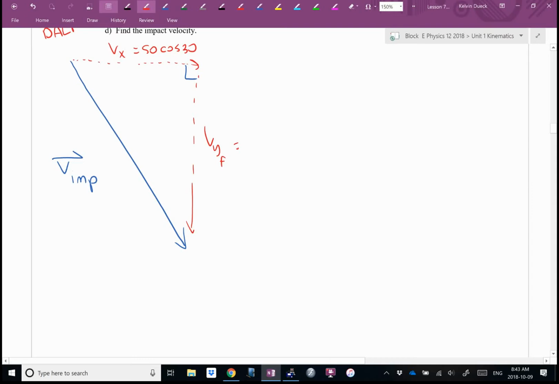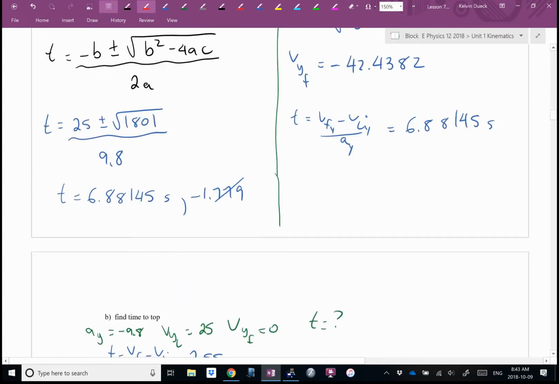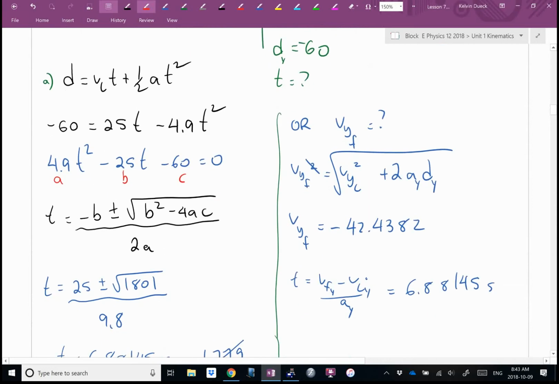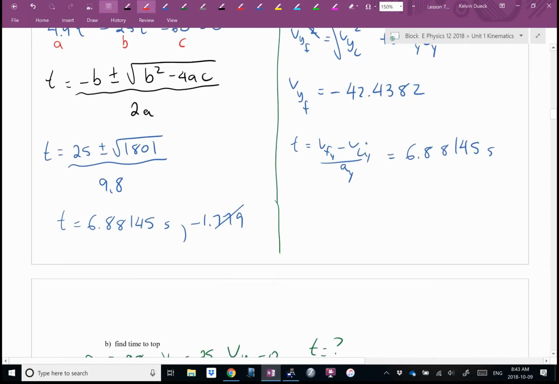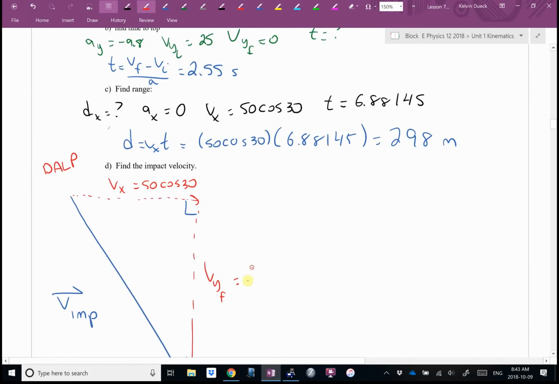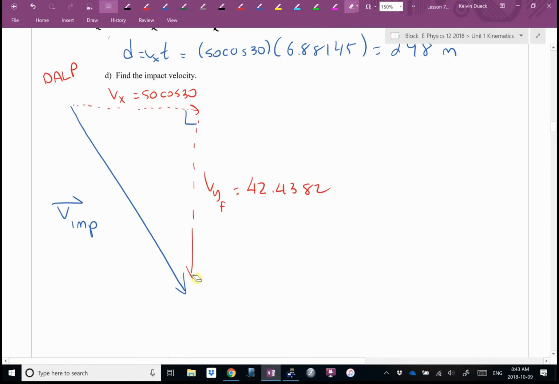Which I can find. Now, actually, we already found that on the previous page. We found that Vy final was negative 42.4382. We used Vf squared equals Vi squared plus 2AD. So 42.4382. Mr. Dueck, yes, Misha, why didn't you put the negative in front of the 42? Because the negative is included in that down arrow right there. That's negative. It's already in there.